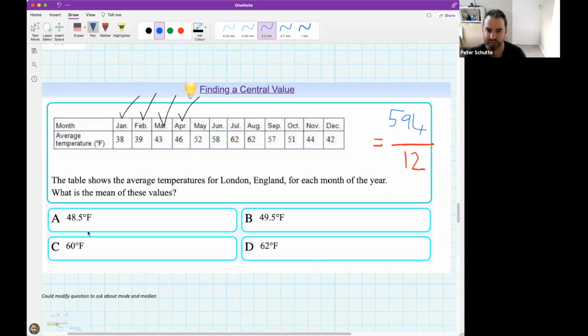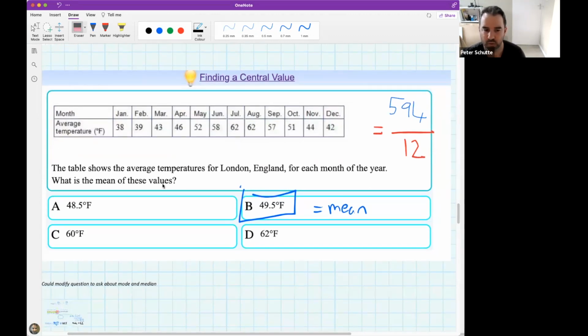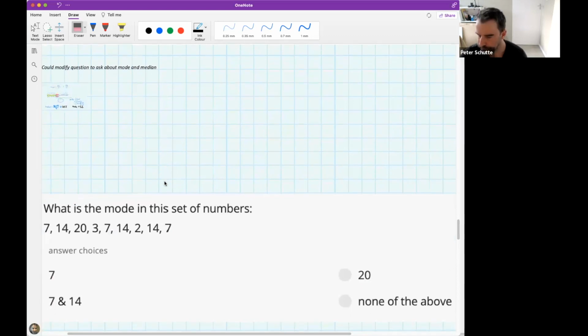If we get 594 divided by 12, let me have a look here. I'm just using my calculator. I get 49.5, which is B. So that is B. Now, that was the mean. I want to know what is, actually, no, let me not do that now. That'll be a bit too complicated because it's not arranged in order. So let's go on to another one.